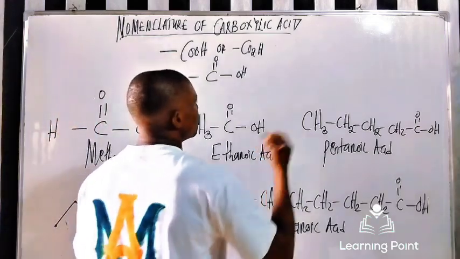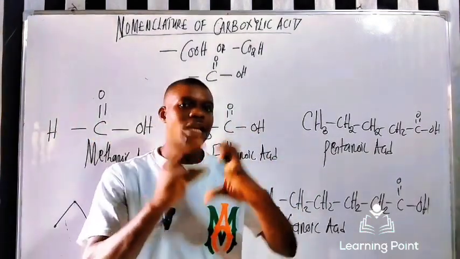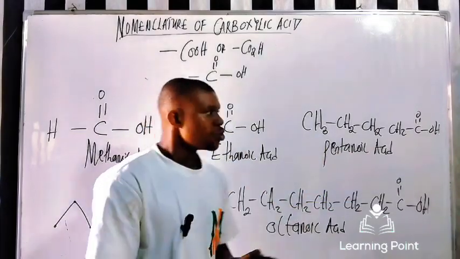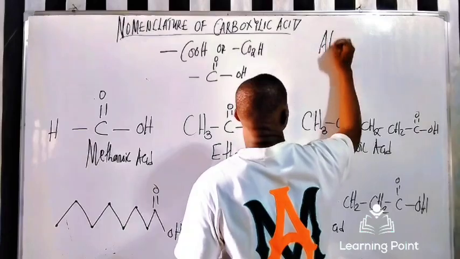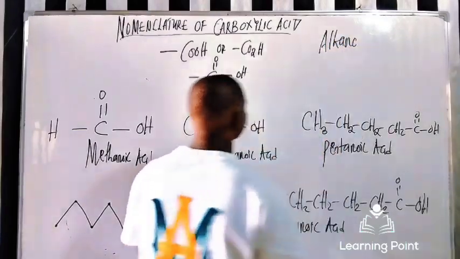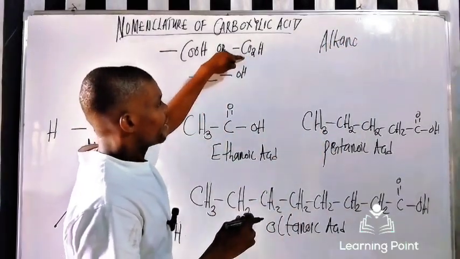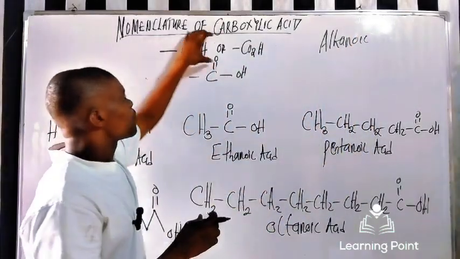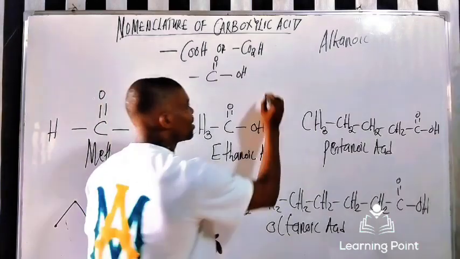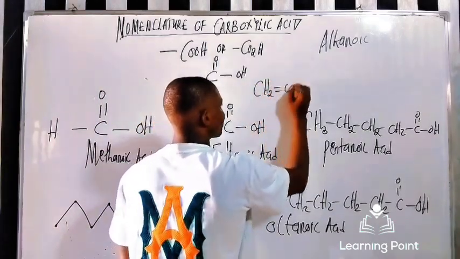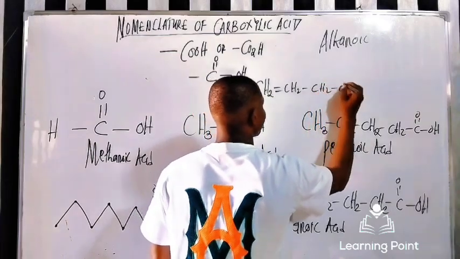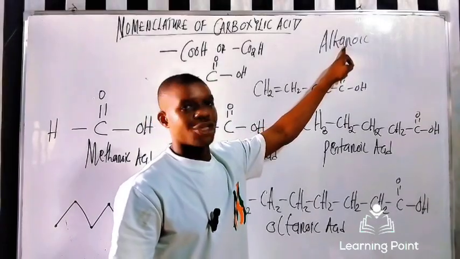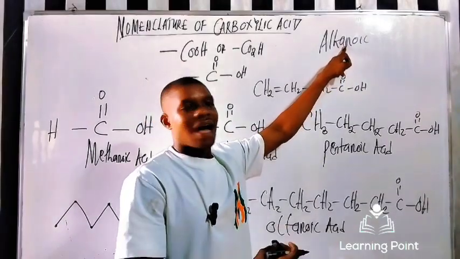Remember, all the functional group names can be gotten from the nomenclature of the alkanes. So now you have alkanes, right? If you have the carboxylic functional group here, it's going to be alkanoic acid. Now, if the molecule has a double bond, for example CH2=CH-CH2-COOH, the A here will change to E.